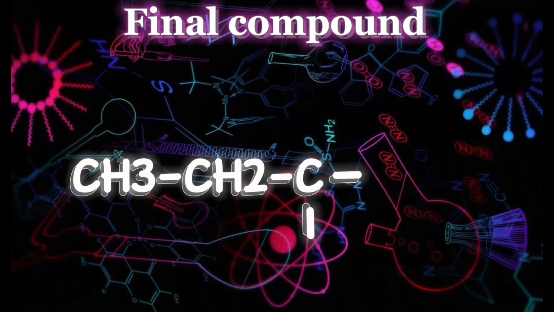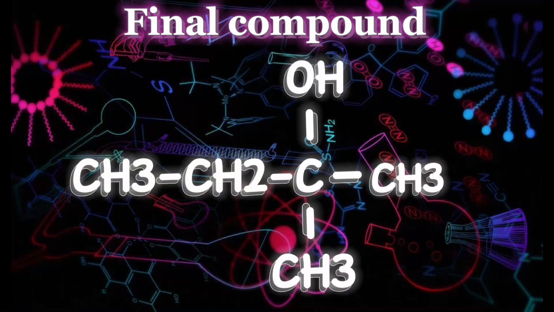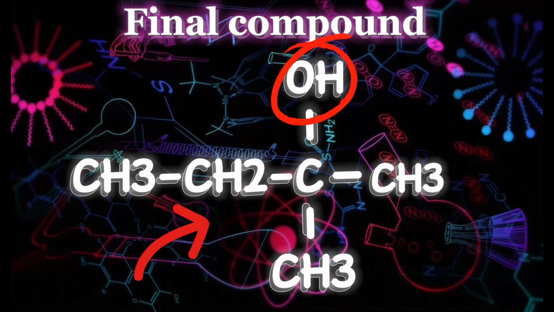From all the previous information, we can find the structure of the final compound. From the IR spectrum, I said that we have the OH and aliphatic group. Here we have the two groups, aliphatic and OH group.